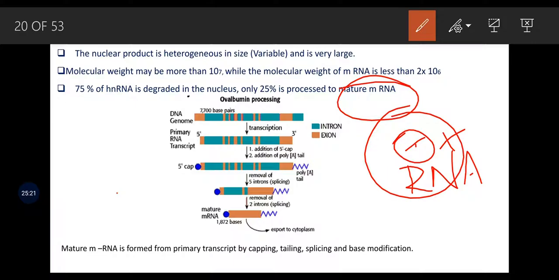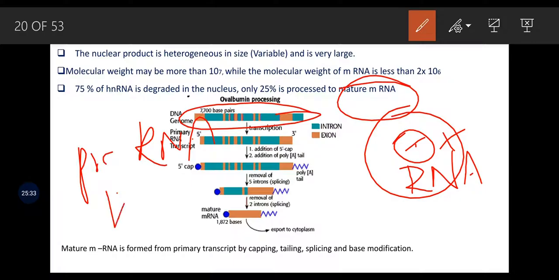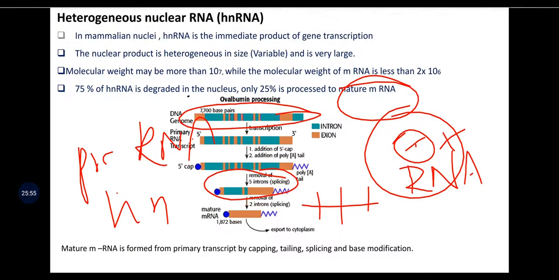Here one example is given in the case of ovalbumin processing. Here the transcription processing is happening when the RNA is formed, or we can call it pre-RNA or hnRNA. Here by removing the introns and joining all the exons, the mature mRNA is obtained. This means for obtaining the mature mRNA, there are different processes like capping, polyadenylation, and 3' tailing is also required.